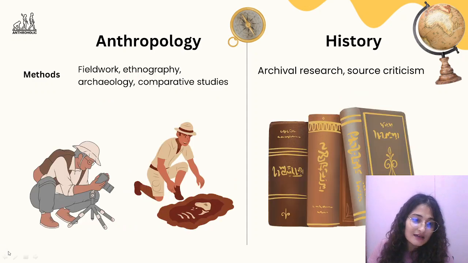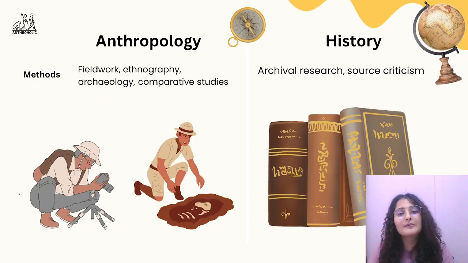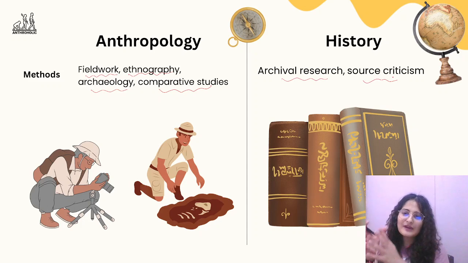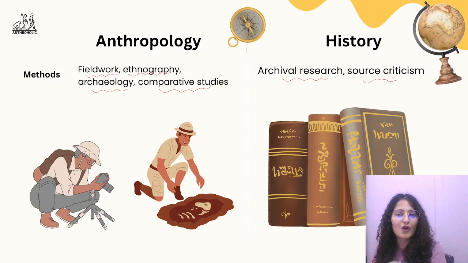If we look at methods, anthropology is majorly focusing on field work, but also takes into consideration ethnography, archaeology, comparative studies, everything. It is the most detailed form of study that is there. In history, there are definitely archival research and source criticism. So whatever is present, because in the starting we are told that it is all about documented things. Whatever research has happened, whatever documents are present, those are the ones which are studied, researched upon and criticized as well.